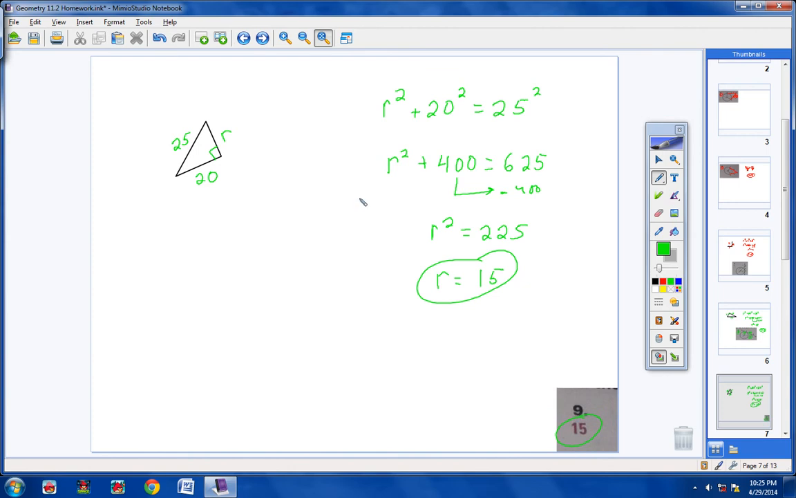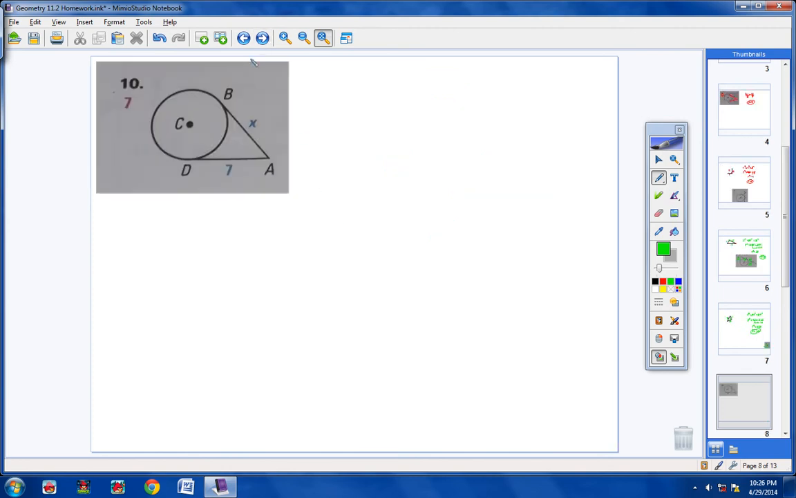So again, what they're drilling into your heads here is when a line is tangent to a circle and a radius is drawn to the point of tangency, those two lines will be perpendicular. Now for 10, 11, and 12, these are going to be like the first 3 that we did, 4, 5, and 6. For numbers 10, 11, and 12, the directions say A and B and A and D are tangent. Find the value of x.